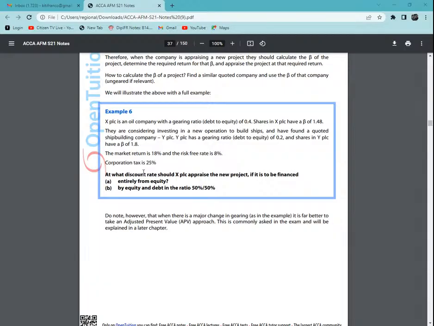Which one is the most relevant? We had tackled something like this in our last class, if you can remember. Which one is the most relevant? Thank you so much.